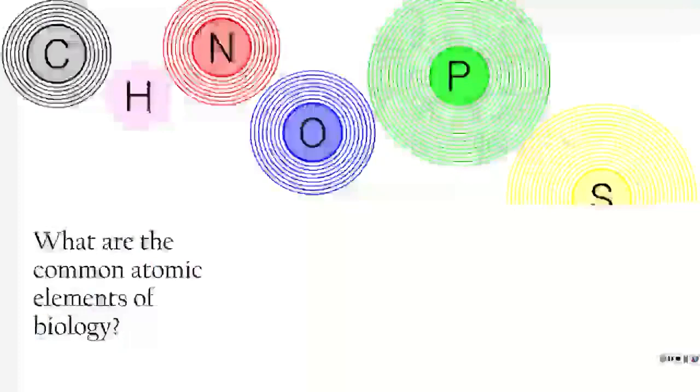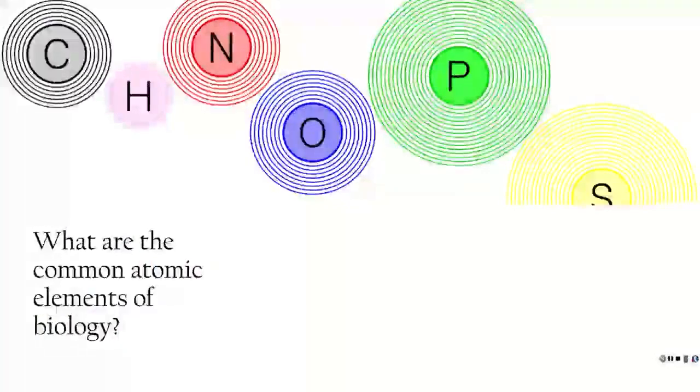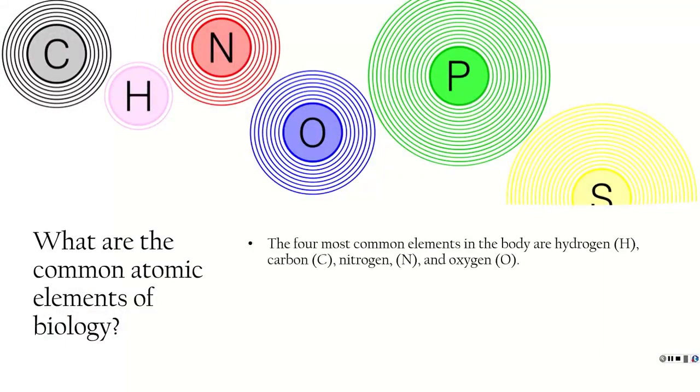So when you're thinking about life itself, what are the common atomic elements of biology? Think about that for a moment and maybe answer it in your head. Well, the four most common ones are hydrogen, carbon, nitrogen, and oxygen, right? And of course, phosphorus and sulfur, which the background image kind of gave you a hint there. But these are the common ones. We are carbon-based life forms, right?